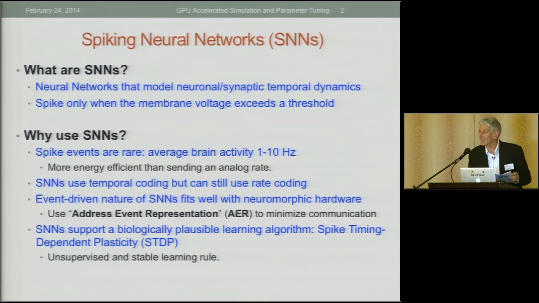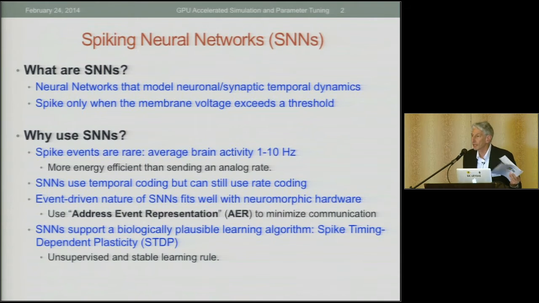What are spiking neural networks? We build large-scale networks of spiking elements. It's hard to see this, so I'm going to go back and forth. So why use them? I talked a little this morning. Spikes are rare events. There's a temporal code.